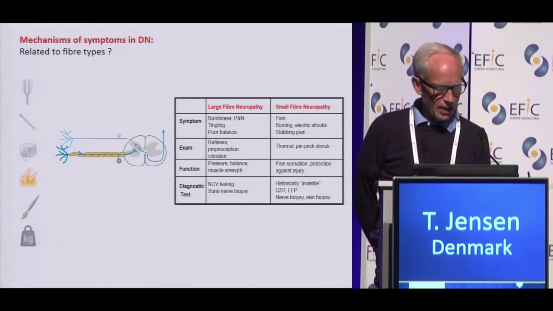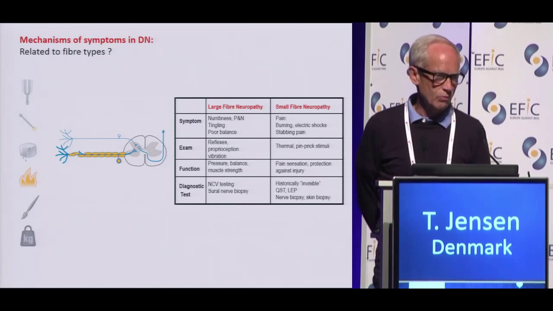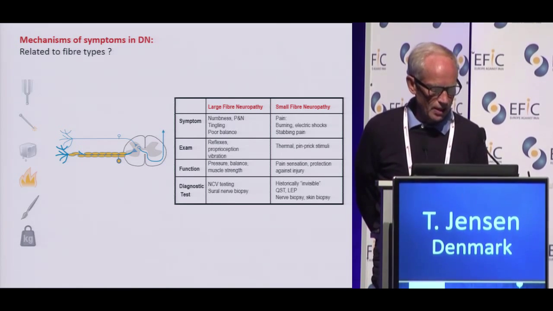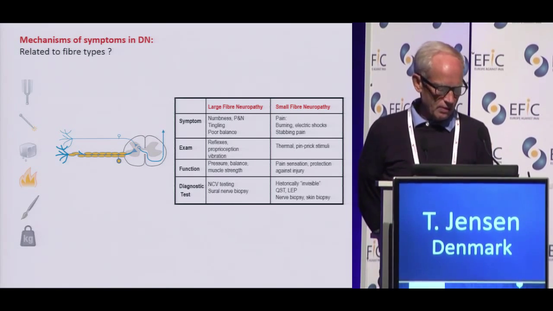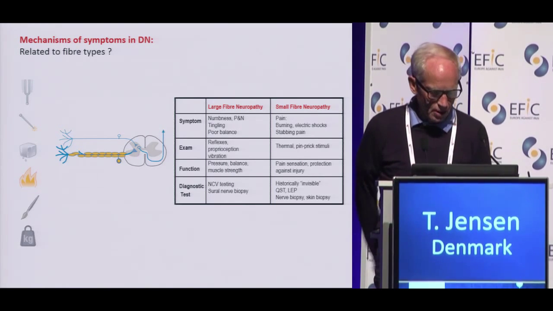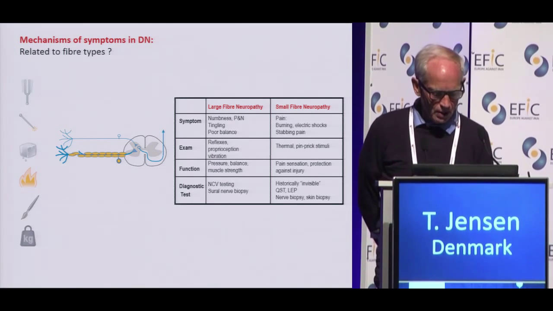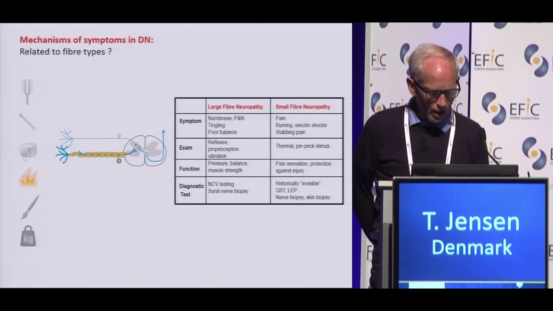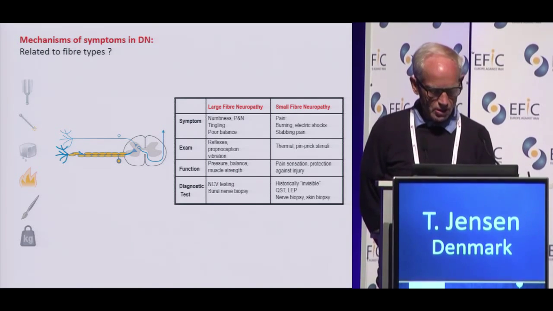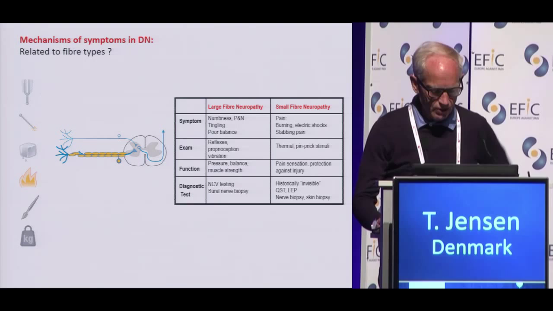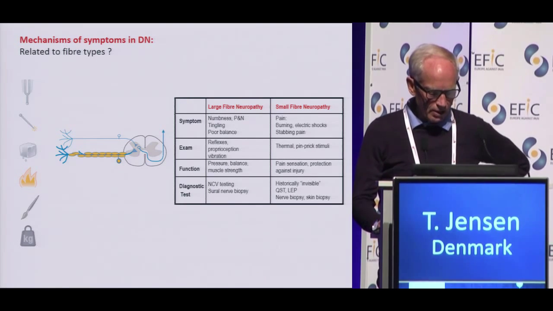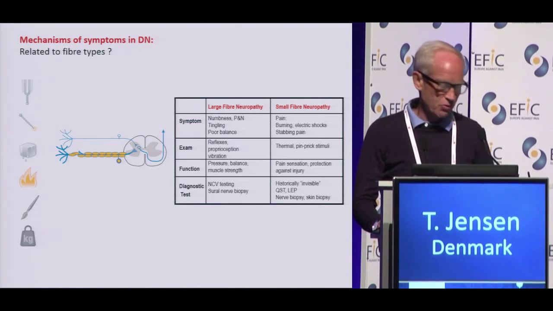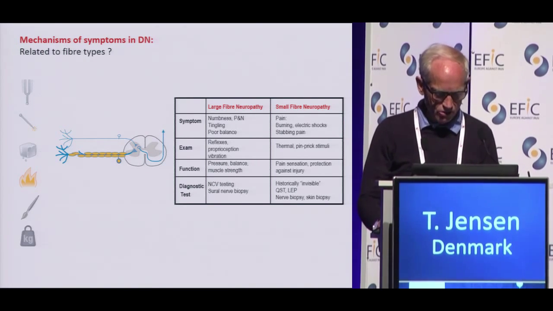So the mechanisms and the symptoms we see, which have been highlighted by both Sylvia and David, we know that these may or may not be related to fiber types. In general, we have the large fibers, which will result in some numbness if you have a loss of that, while the small fiber affection will result in various types of pain and burning sensations, etc.